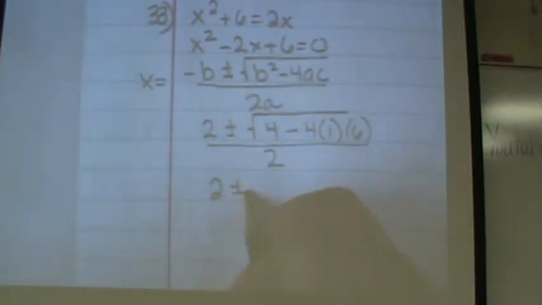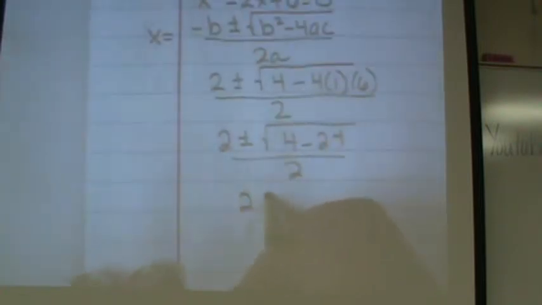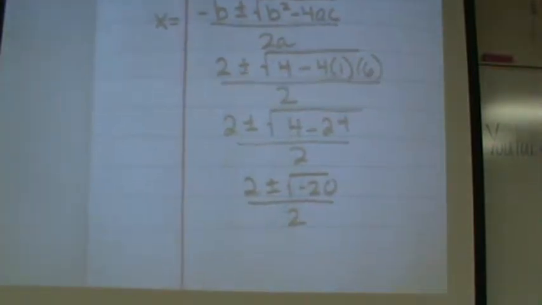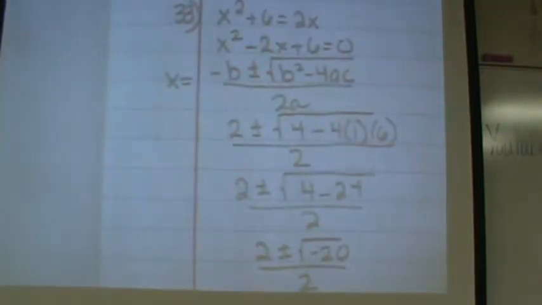Now for this one, it looks like we're going to get a negative under the radical. You have 4 minus 24, which is a negative 20, so there is no solution. You have a negative under the radical. No solution. You were told to skip 35, which is the next odd, then you do 37.